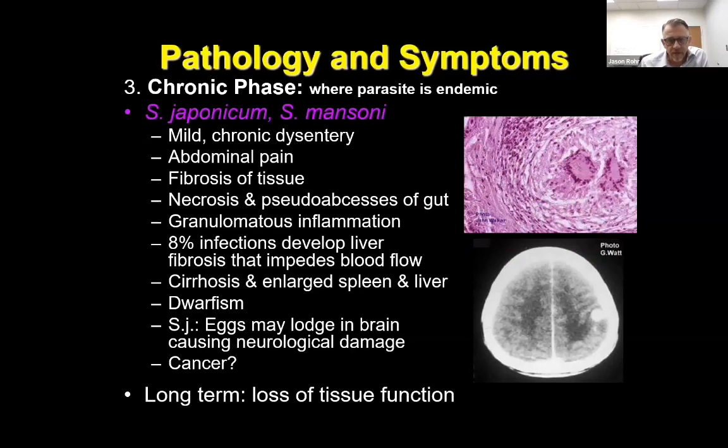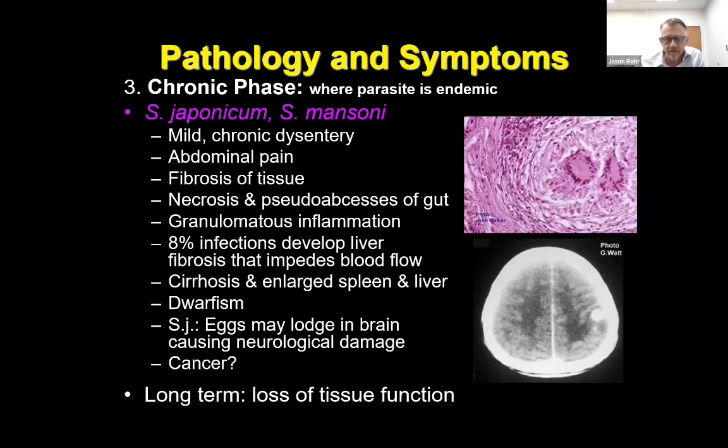But the chronic phase, this is really a chronic infection. The chronic phase is really what causes the disease. It's the buildup of these granulomas and scar tissue over time. For Japonicum and Mansoni, you can get abdominal pains, fibrosis, scar tissue. 8% of the infections develop liver fibrosis. You can get enlarged spleen and liver. It can stunt the growth of children, causing dwarfism. You can occasionally get eggs that lodge into the brain and cause neurological damage, although it's not really super common. And you could even get cancers that develop.